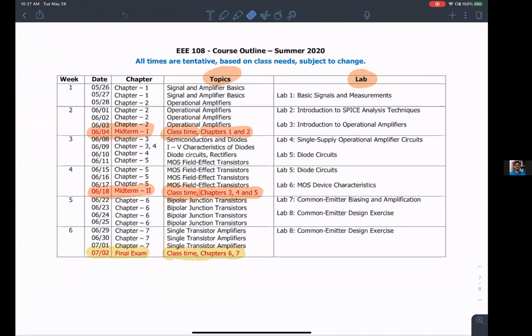Okay, let's see if you can type in the chat window. What I want you to do is type your major. Are you in CPE or are you in Triple E? Okay, a lot of Triple E's and a handful of CPE.